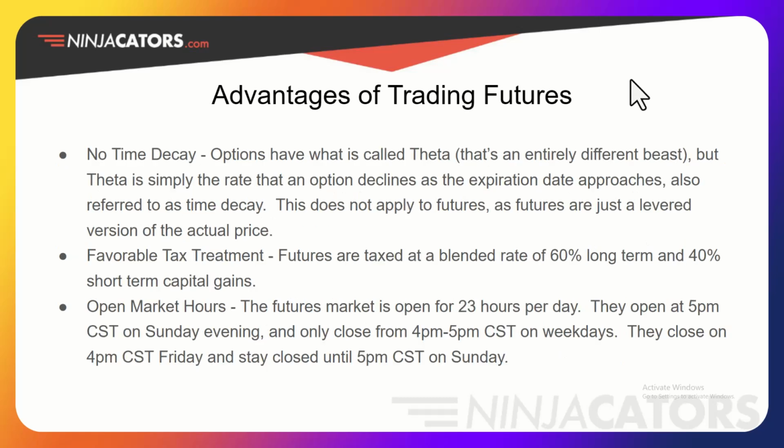Moving on. More advantages. No time decay. If anyone has traded options, which is a whole different beast, but the other big derivative product, options have something called theta. And theta is simply the rate that an option declines as the expiration date approaches. It's also referred to as time decay. This does not apply to futures, so that is wonderful. I think it's just much more simple to understand. There's not as many variables.